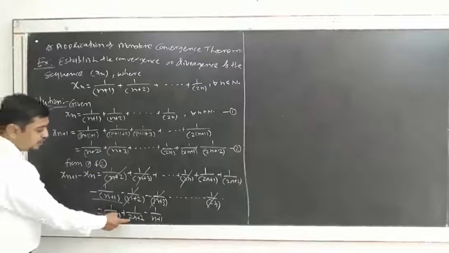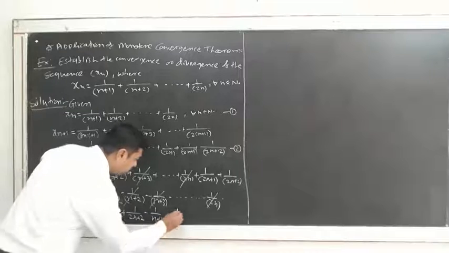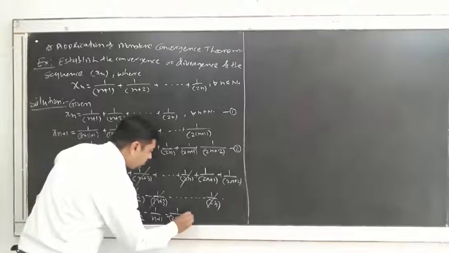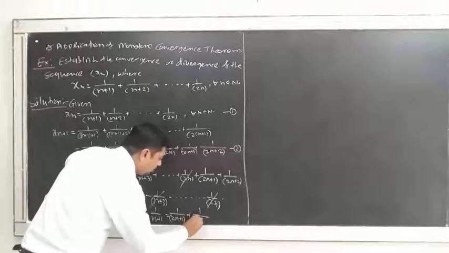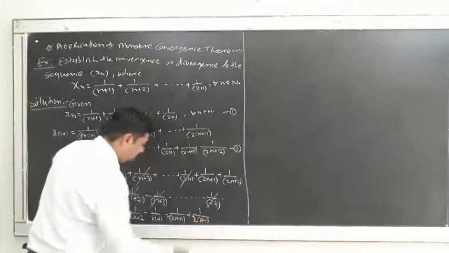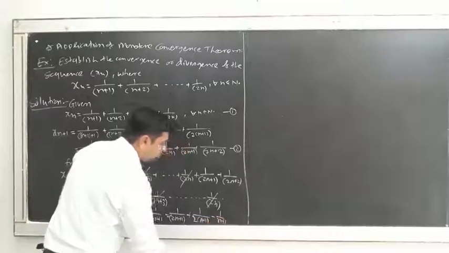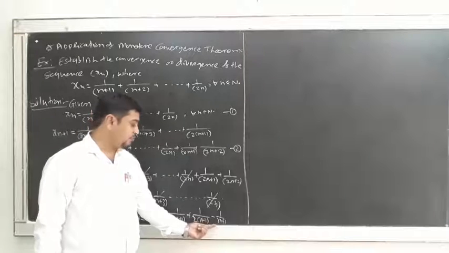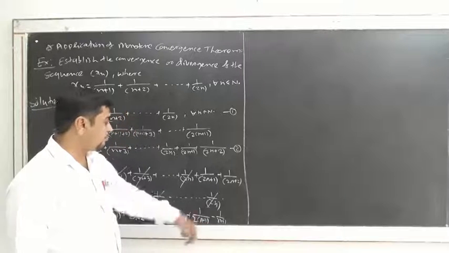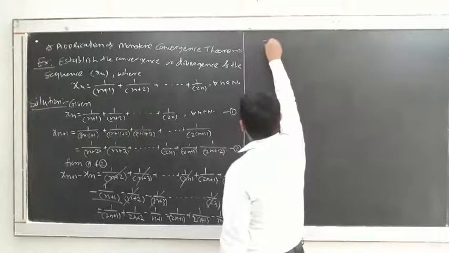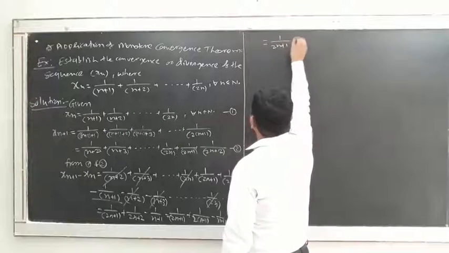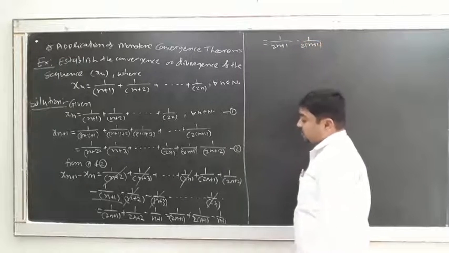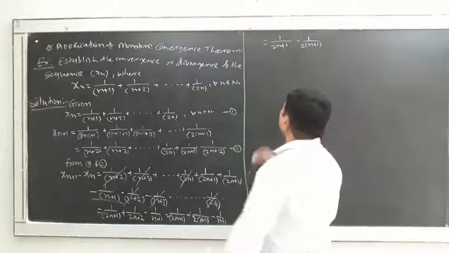If you take 2 common here, then what is remaining? 1 upon 2n plus 1, plus 1 upon 2 is common, then it is n plus 1 minus 1 upon n plus 1. These two terms are like terms, so you can do subtraction. Half minus 1 should be minus half, that is 2n plus 1. Just do subtraction. Now you have to do the simplification.